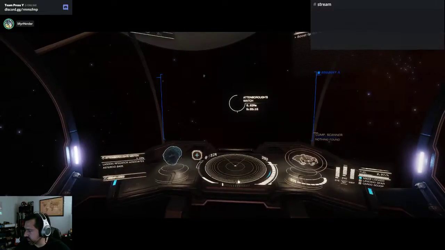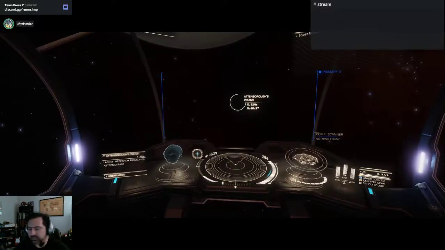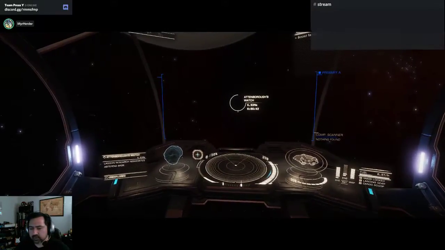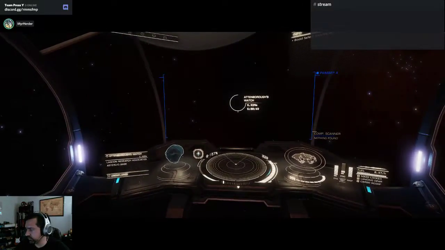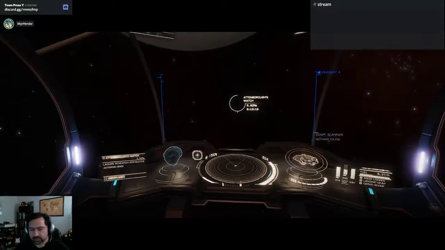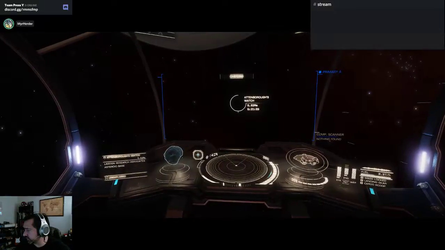So next to the fuel gauge, you can see systems, engines, and weapons. Engines is what I use to do the afterburner boost. You have to wait for that to fill back up to make an afterburner boost again. Now we're finally clear of the mass lock.